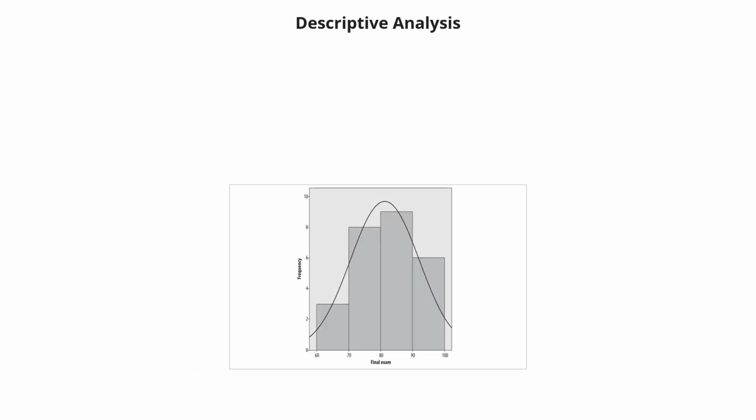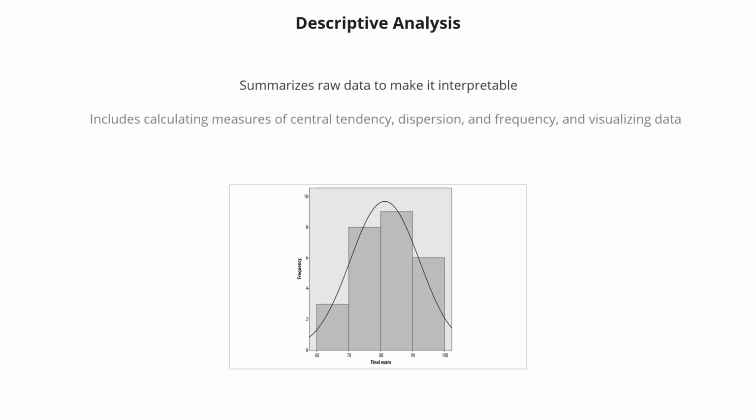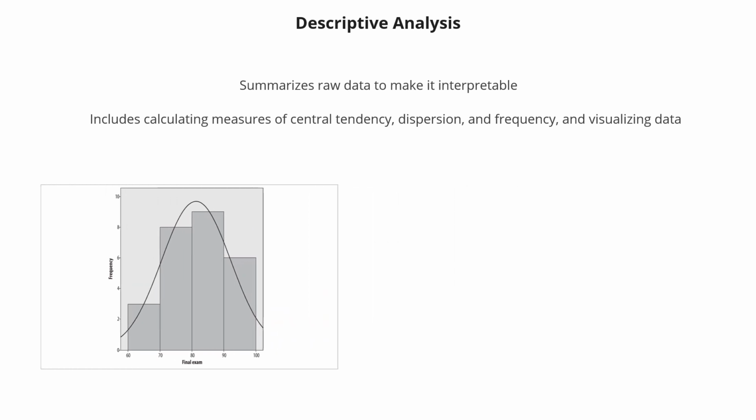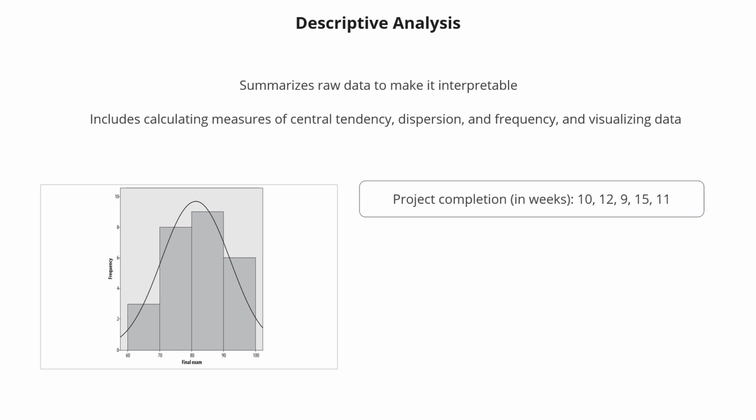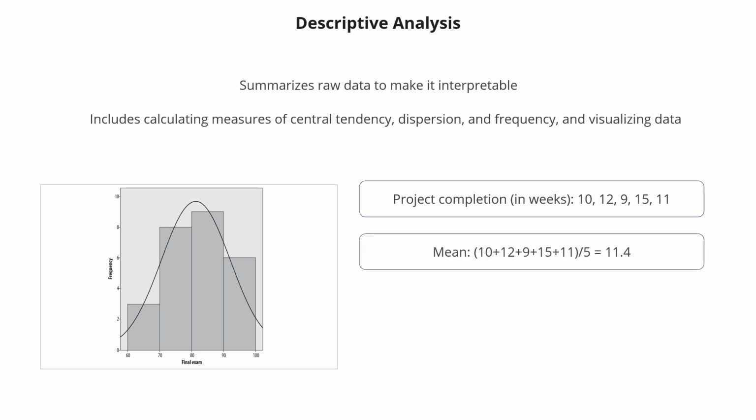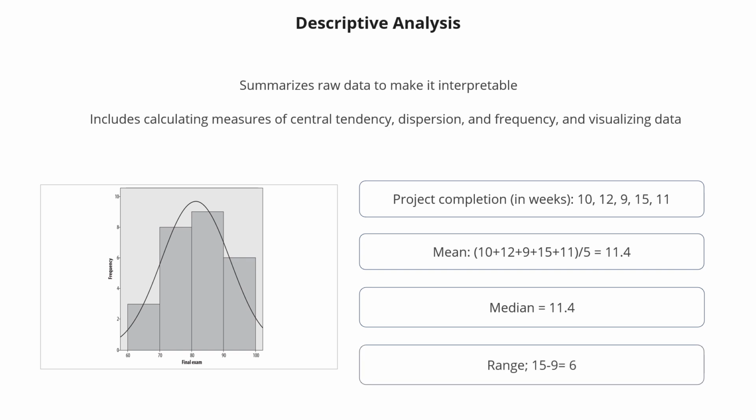Descriptive analysis summarizes raw data to make it interpretable. It includes calculating measures of central tendency, dispersion, and frequency, and visualizing data. For example, consider past project completion times of 10, 12, 9, 15, and 11 weeks. Here the mean is 11.4 weeks, the median is 11 weeks, and the range is 6 weeks. Such analysis aids future project planning and management.